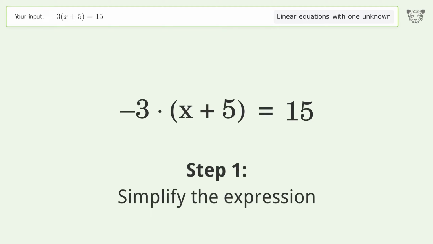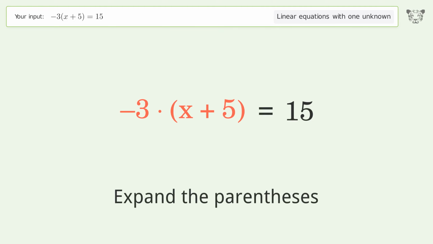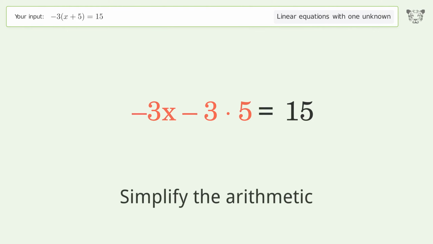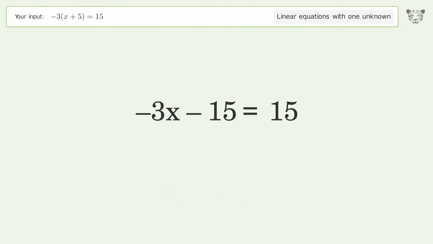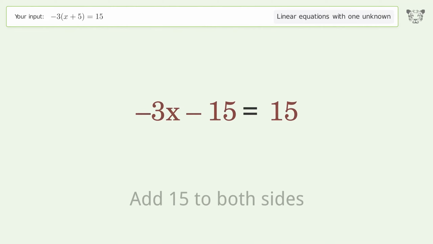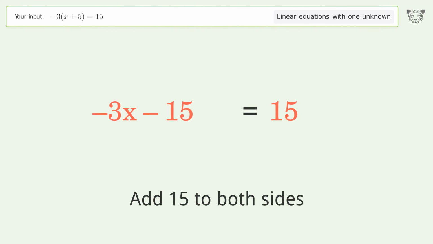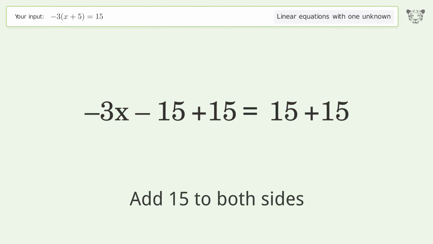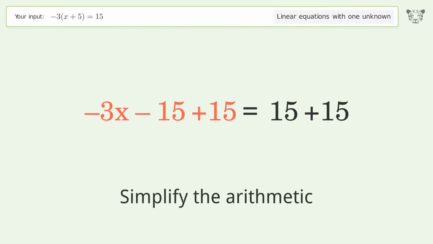Simplify the expression. Expand the parentheses. Simplify the arithmetic. Group all constants on the right side of the equation. Add 15 to both sides. Simplify the arithmetic.